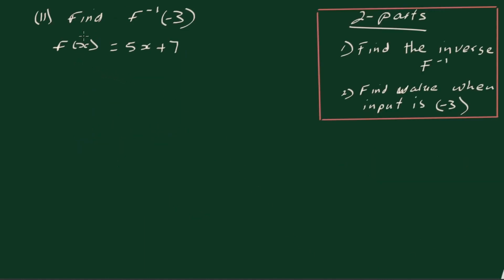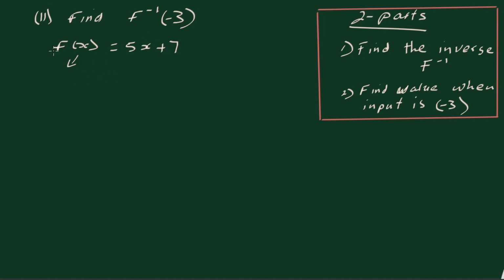Looking at our second question, we are asked to find the inverse of function f, where the input to the inverse function is -3. So again, this is a two-part question. First you have to find the inverse of the function. After having found the inverse of the function, you need to find the value of the inverse function when the input to the function is -3. So our first goal here is to convert this to an inverse function.